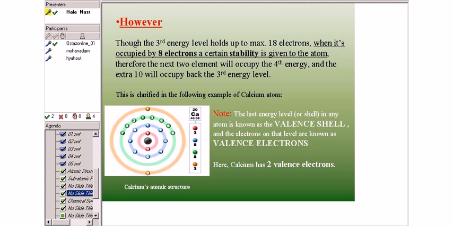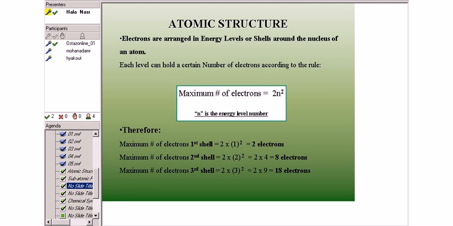So this is what we actually have done. As you see, the first energy level is having 2 electrons, and the second energy level is able to carry 8. The third energy level is able to carry 18. The second is able to carry only 8.